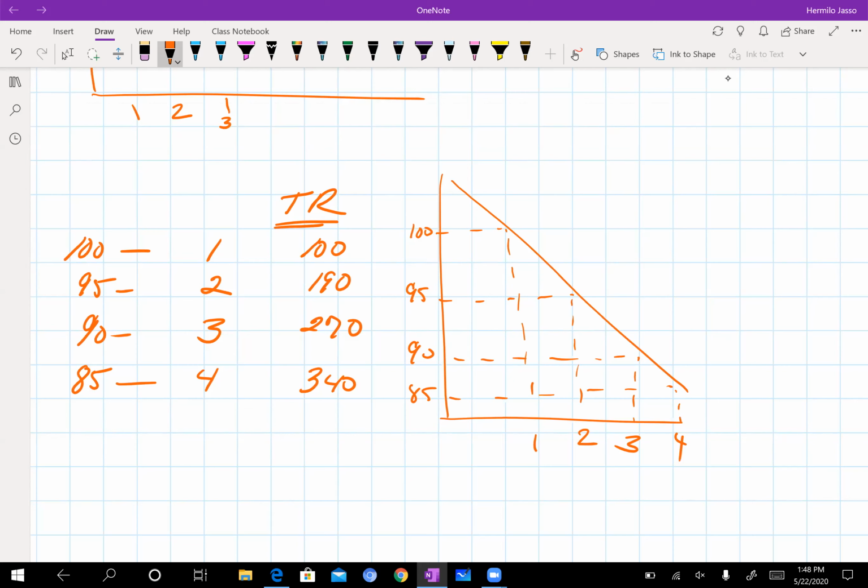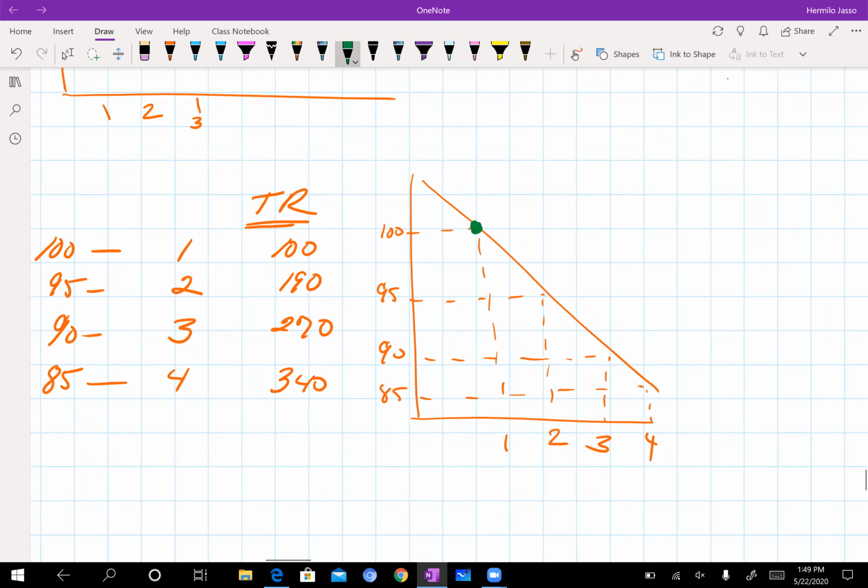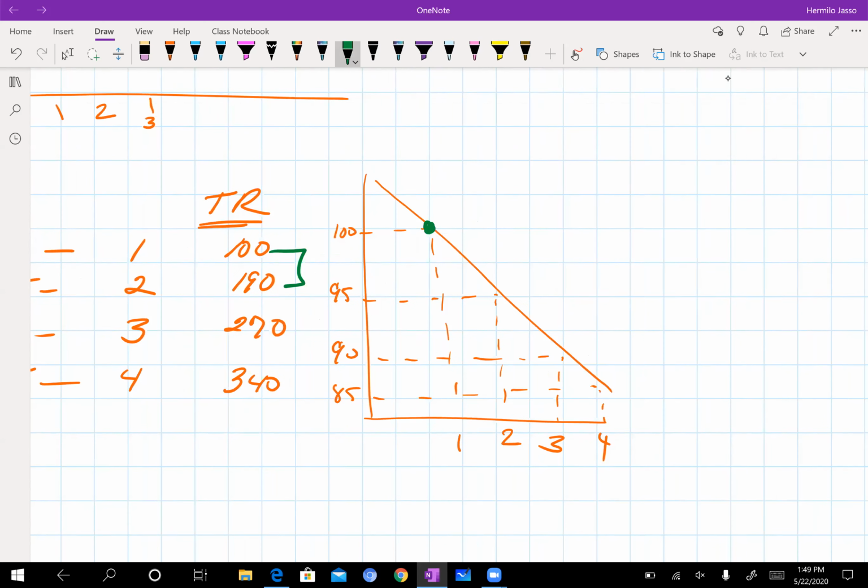Okay, so we're putting the information on the graph. So the first unit is going to bring me $100. So my marginal revenue is $100. In other words, when I sold my first unit, my additional revenue increased by $100. Now, when I sold the second unit, by how much did my revenue increase? Look at this, it went from 100 to 190. So the second unit, my revenue increased by $90. I'm selling it for 95, but it only brings me $90.